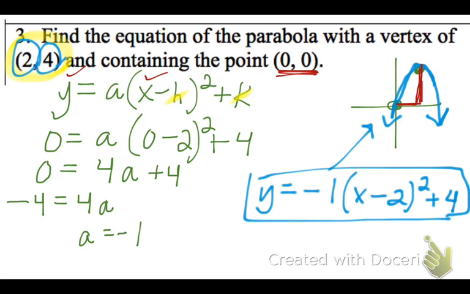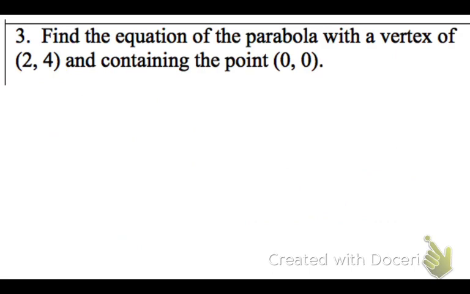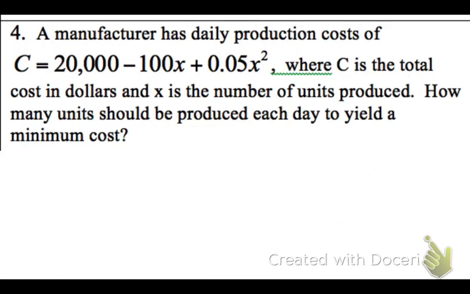Let's look at the next one. Oh, might need a calculator on this one. A manufacturer has daily production costs of this much, where C is the total cost, in dollars, and x is the number of units produced. How many units should be produced each day to yield a minimum cost?